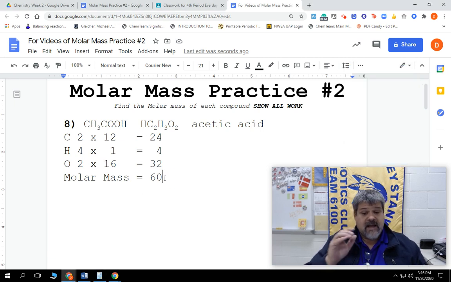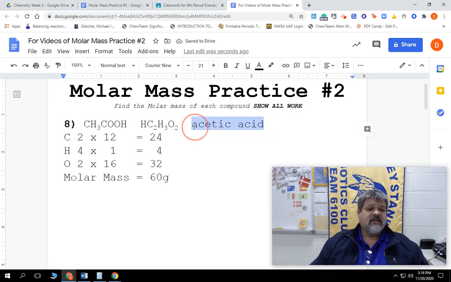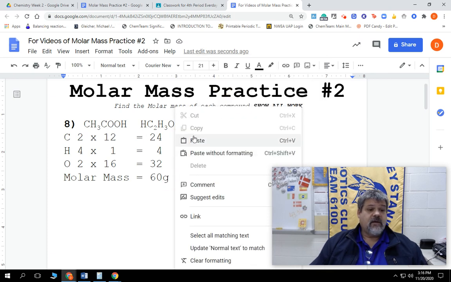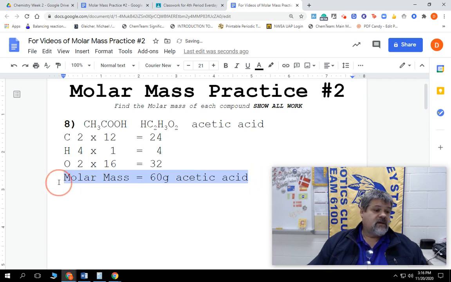60 what? You got to make sure that you put this down. So it's going to be 60 grams. And 60 grams of what? Acetic acid. So this time I'm just going to copy and paste because I think it's easier. 60 grams of acetic acid is the molar mass. Okay, so we're going to highlight it. And there we go. Bam.